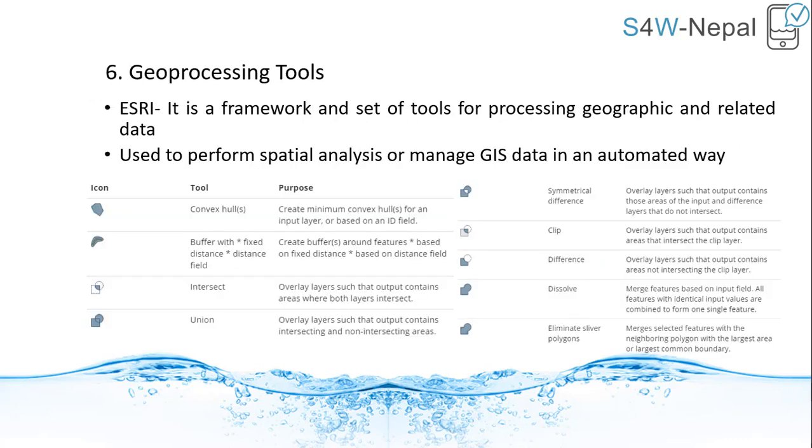Sixth, geoprocessing tools. According to Environmental Systems Research Institute, geoprocessing is a framework and set of tools for processing geographic and related data. The comprehensive suite of geoprocessing tools can be used to perform spatial analysis or to manage GIS data in an automated way. The available geoprocessing tools for analyzing data on QGIS are listed here.